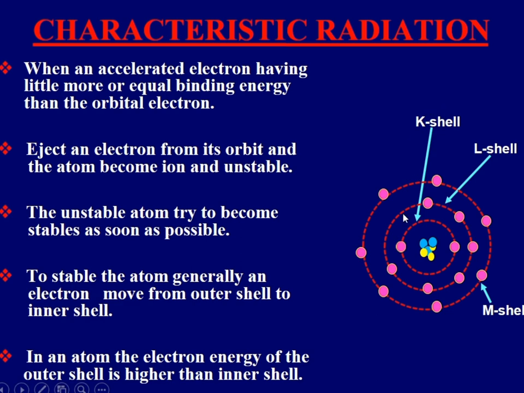So whenever an accelerated electron strikes the inner shell electron, and this inner shell electron is knocked out from its shell, and an outer shell electron tries to fill this vacancy, instability is created, and the photon which is emitted as a result of this transition is the characteristic radiation.